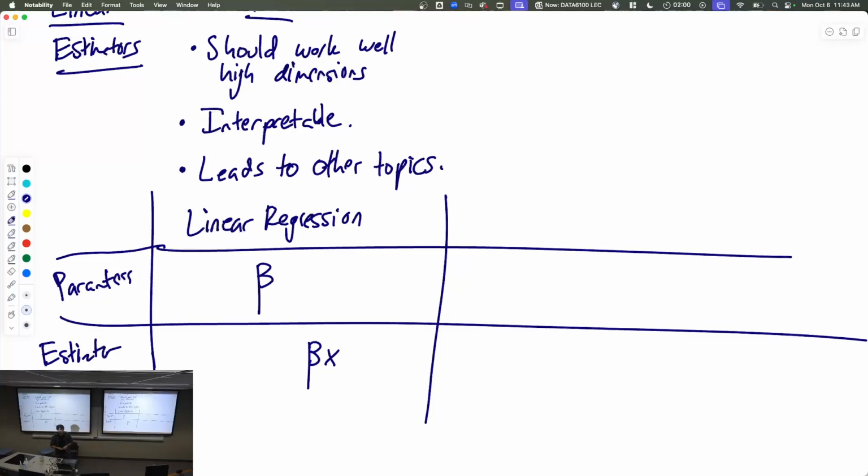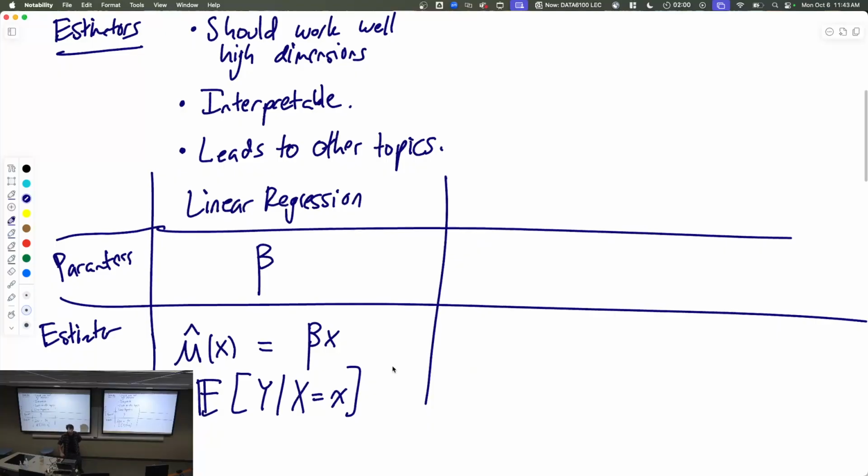So whichever way you want to think about it, that's what we were doing before, and this was really estimating. This is what we were calling mu hat of x. We were trying to estimate the mean, the expected value of y given some value of x. This is the kind of thing we've been doing so far. And the question is, how are we going to generalize this?